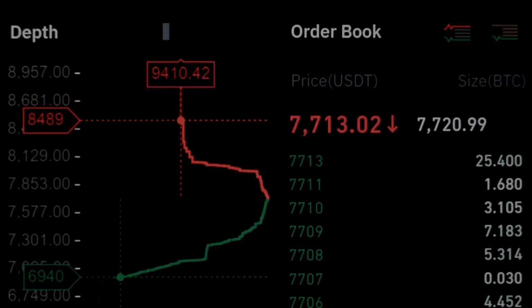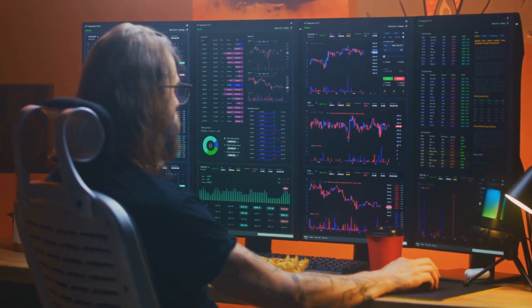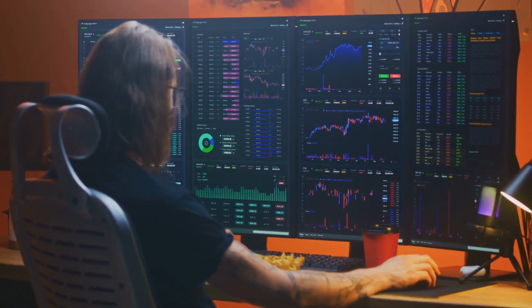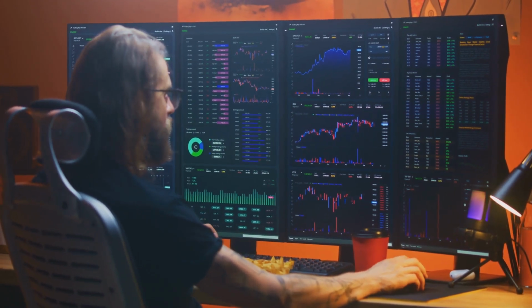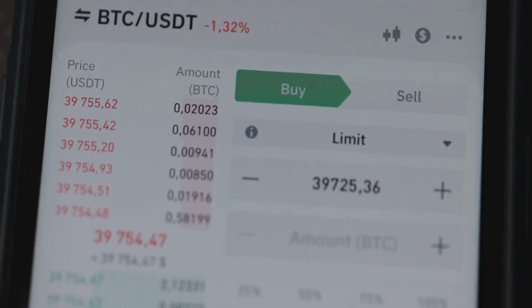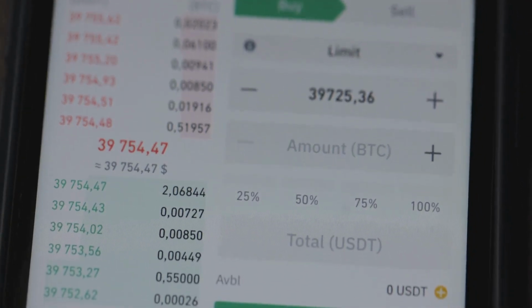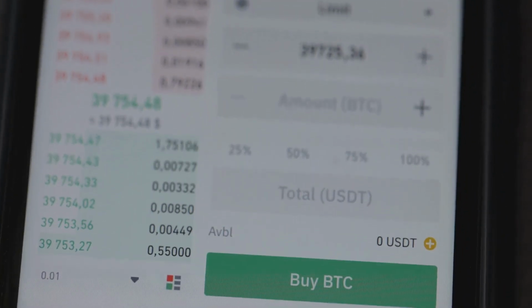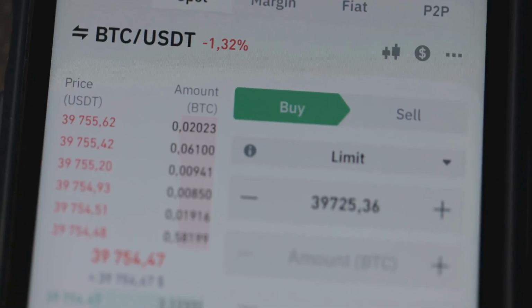The digital marketplace ledger. What is an order book? An order book is a fundamental tool in cryptocurrency trading. It serves as a real-time ledger that records all buy and sell orders for a particular asset. It is an electronic list showing all current buy and sell orders for a specific asset, like Bitcoin paired with the US dollar. This list is continuously updated to reflect the latest market conditions.